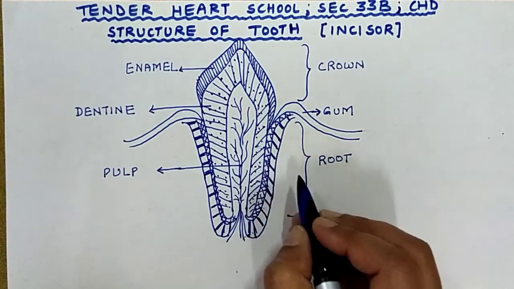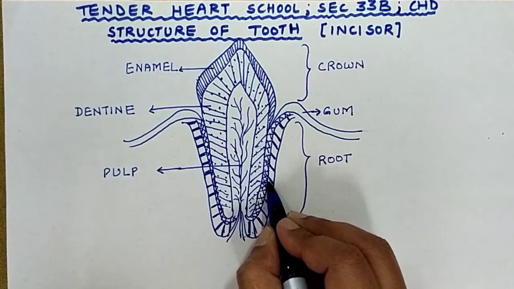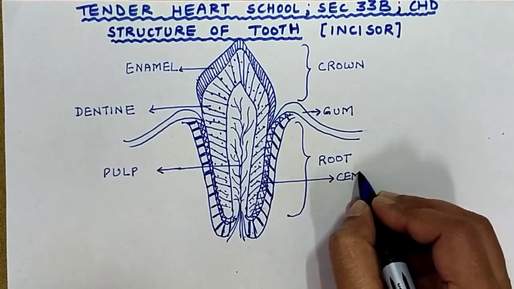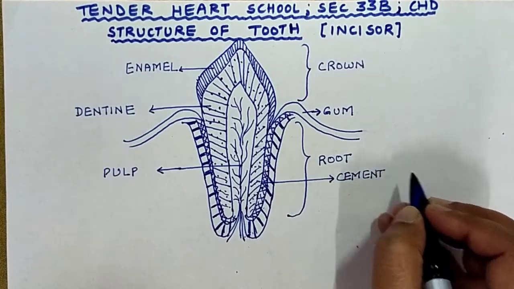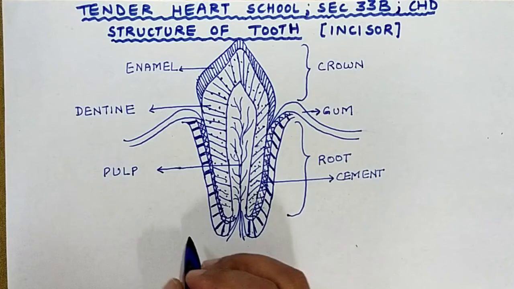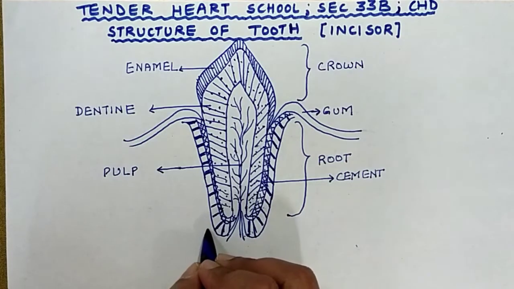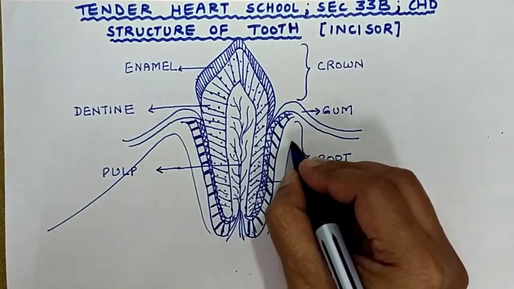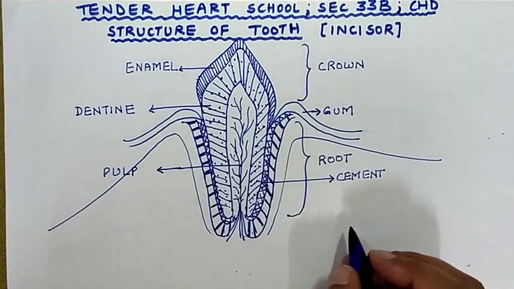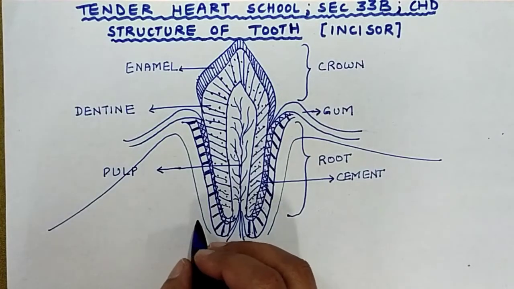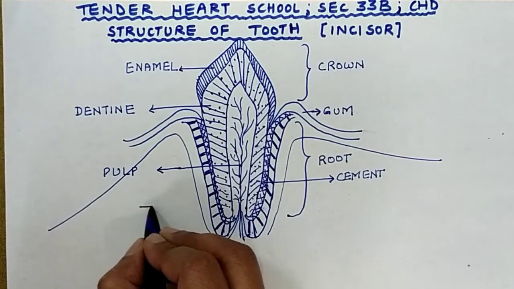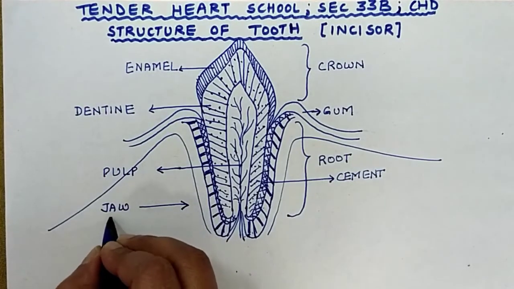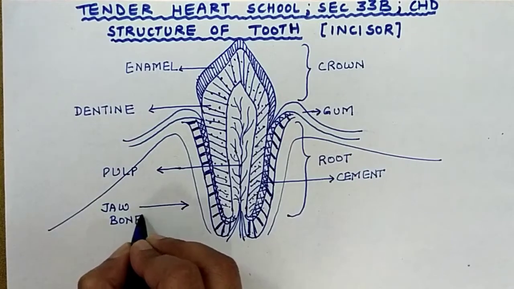So this is the cement. Now you can show the jawbone. So this is the jawbone. Right? So you can label. This is the jawbone, right?